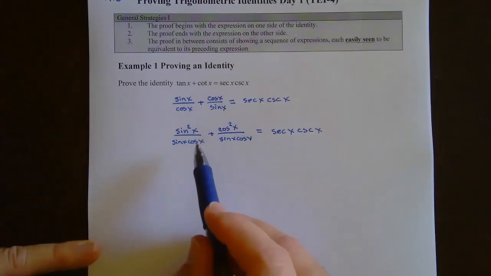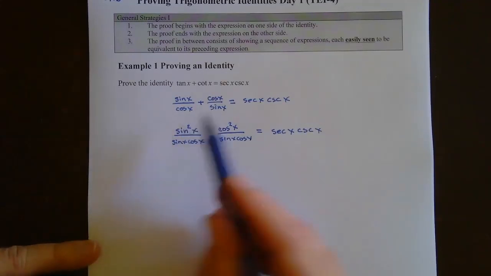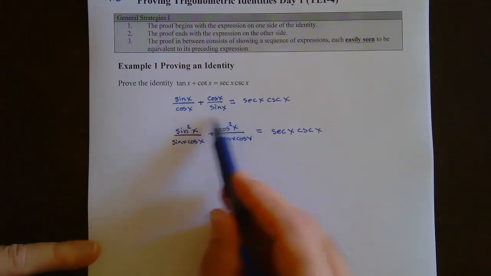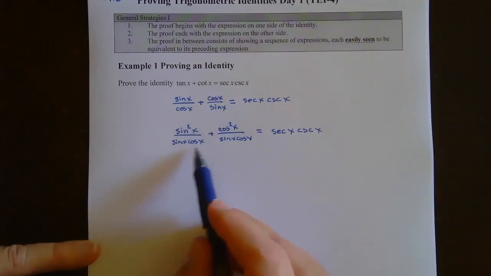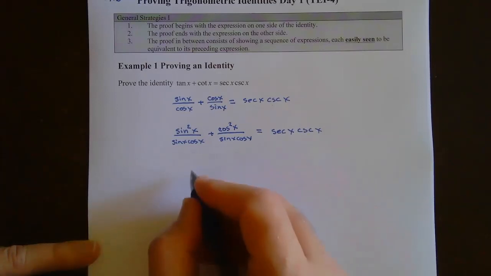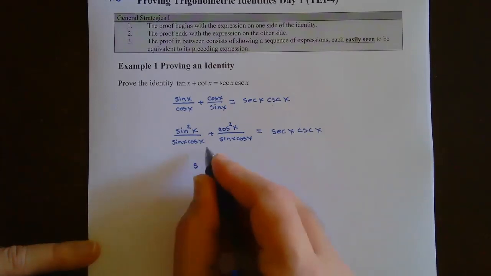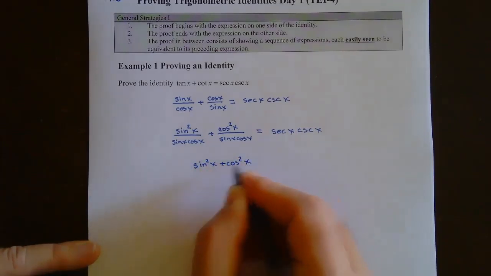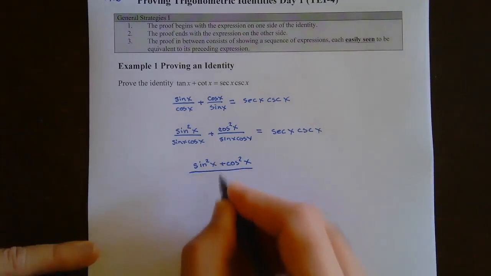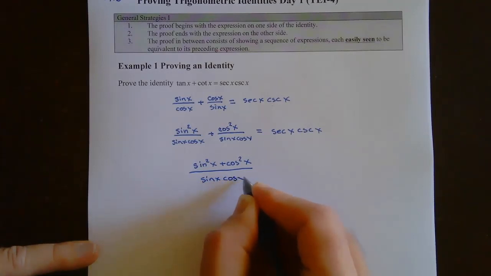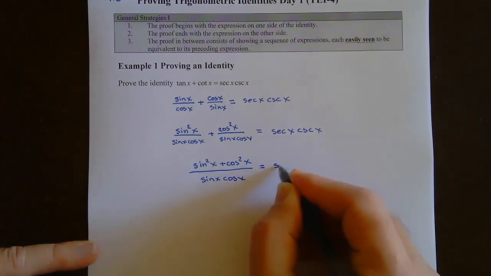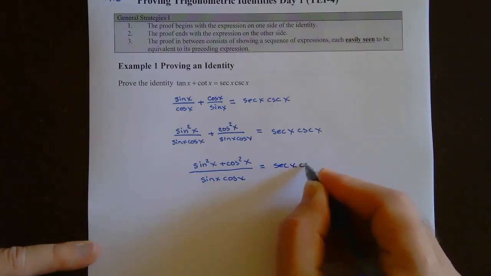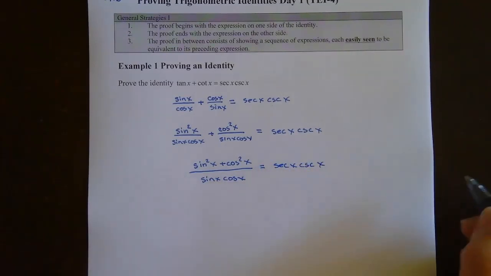Okay, and then we looked at this and said, I need to add these, and the way I could add them is to get a common denominator, which we did, right? And now we can add these. So this left side becomes sine squared x plus cosine squared x, all over the common denominator of sine x cosine x, equals, and I'm going to continue writing this. Again, you wouldn't have to, okay?